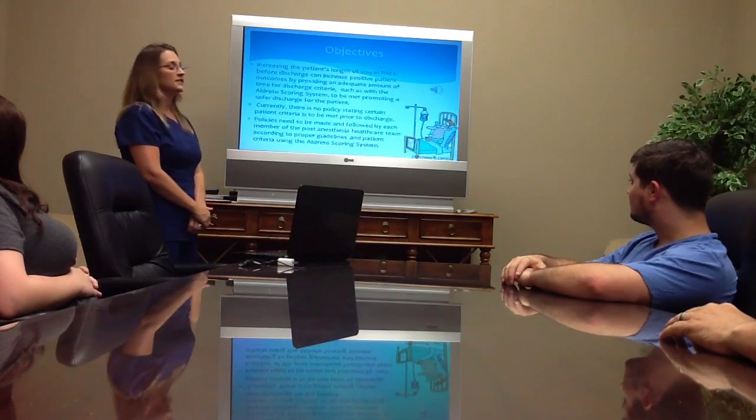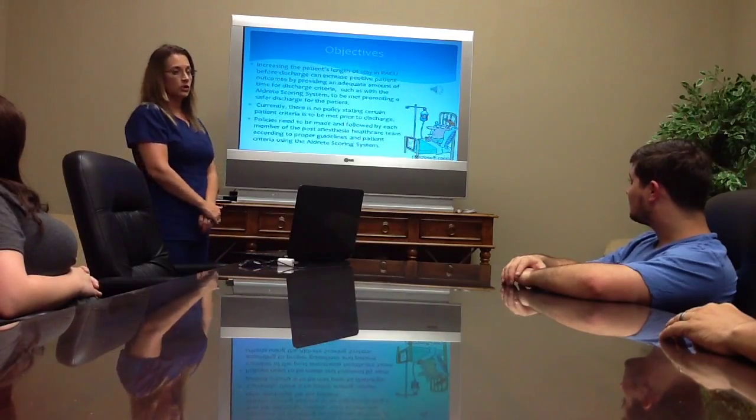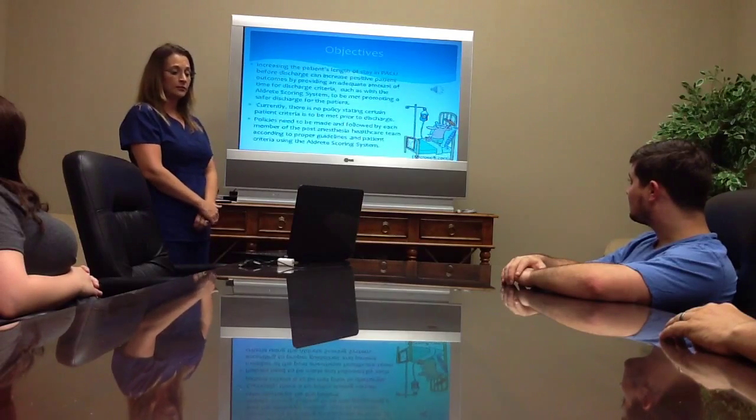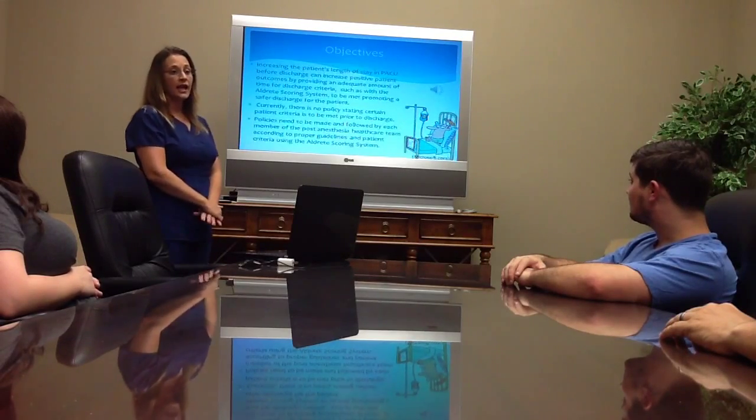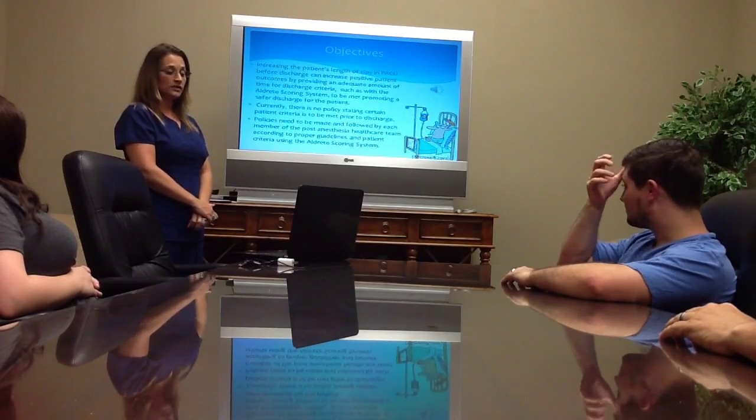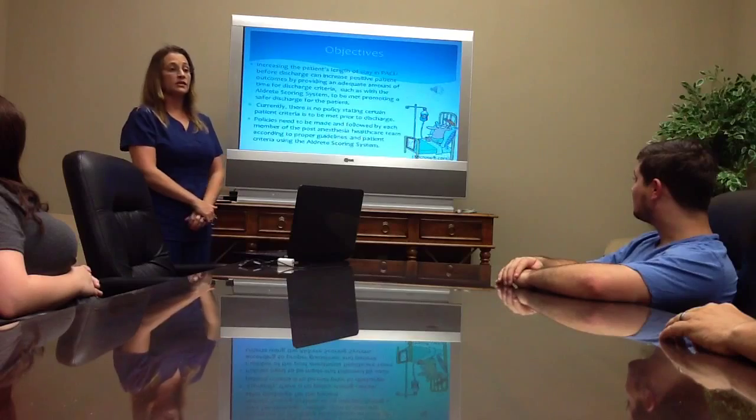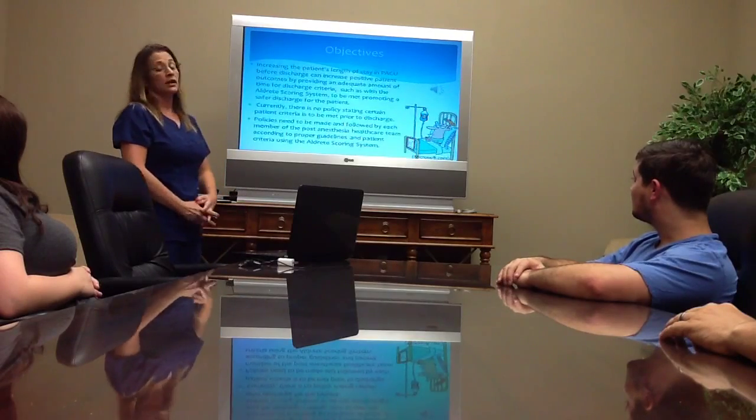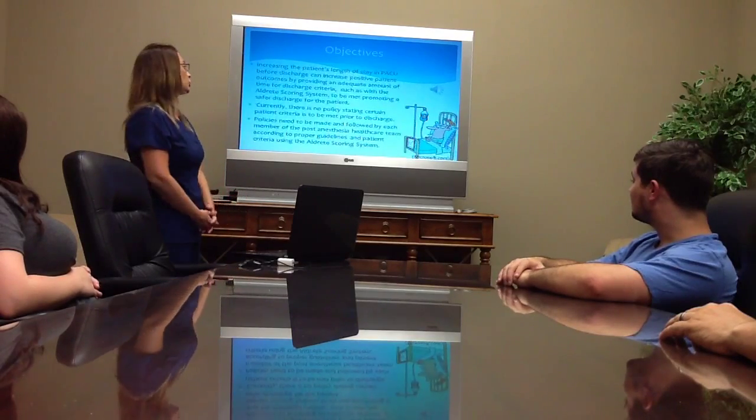Increasing the patient's length of stay in the PACU before discharge can increase positive patient outcomes by providing adequate amounts of time for the patient to recover, and also using the Aldrete scoring system as criteria before allowing the patient to go home for a safer discharge.